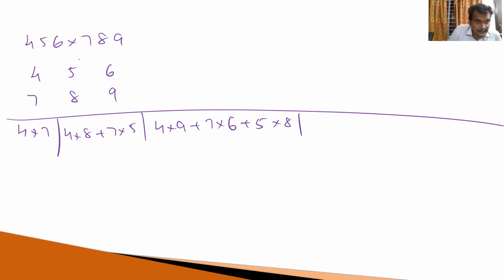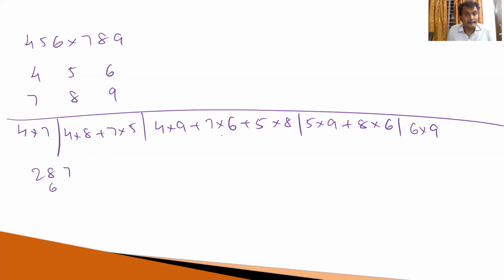What is the next step? Tens. How to get? 10 into unit plus 10 into unit. What is the next step? Unit. How to get? 6 into 9. What is the answer? This is 28. This is 32 plus 35, that will say 67. And what about this one? 36 plus 42, 78 plus 40, 118. So I write 1 here, and 8.